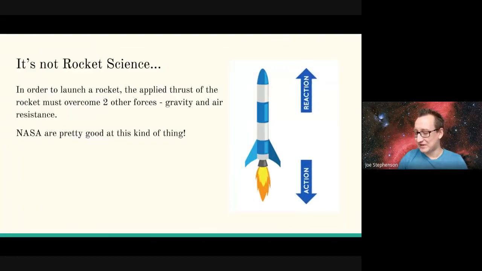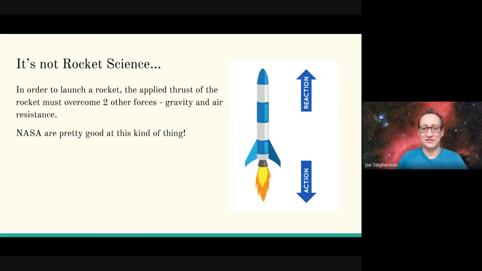Now, the last bit we're going to look at is rocket science. So, rocket science is not rocket science. What I mean by that is it's not that hard actually to understand how a rocket takes off. Now, what we should be comfortable with is launching a rocket requires an applied force called thrust. Okay, so we call that essentially the force that pushes downwards, pushes that rocket upwards.